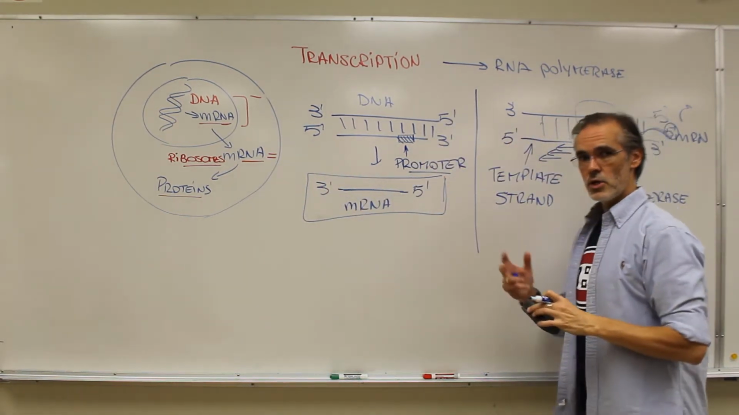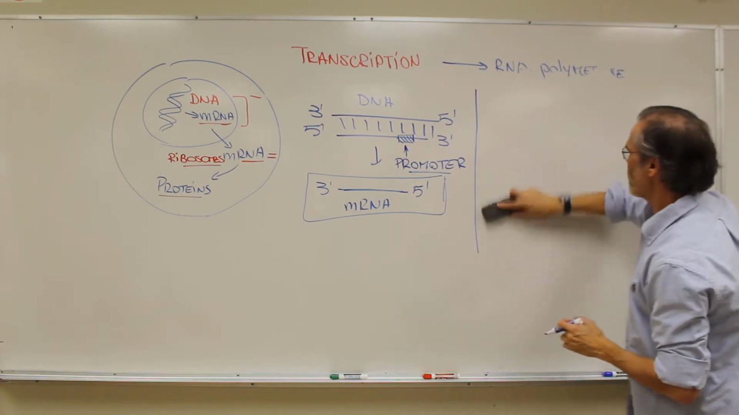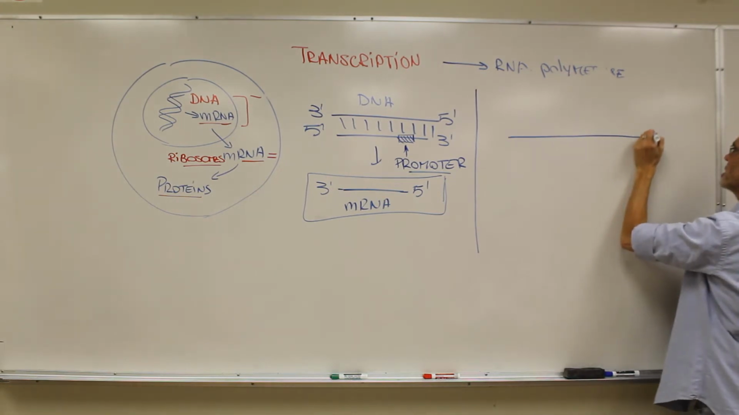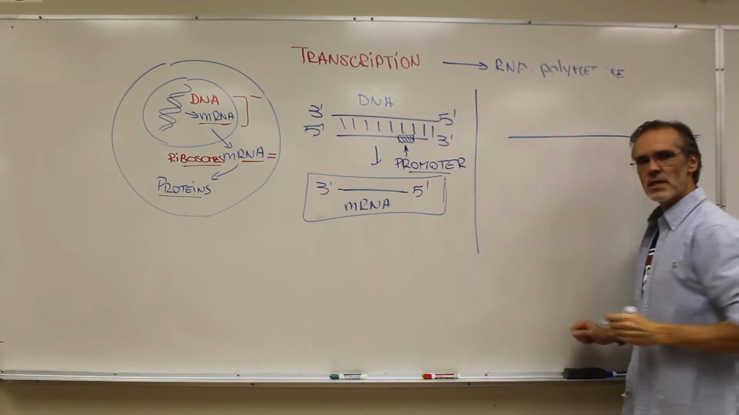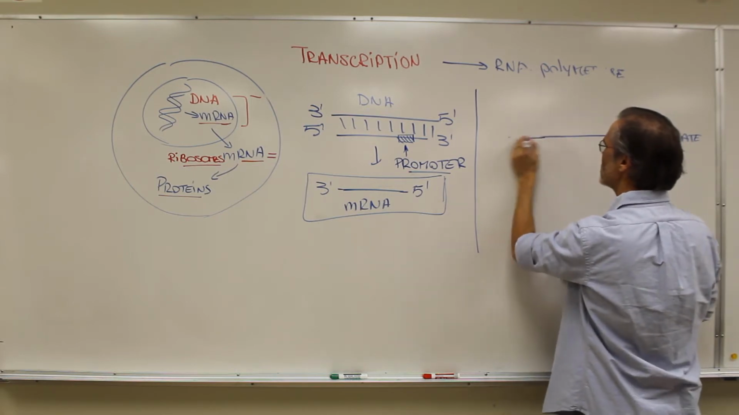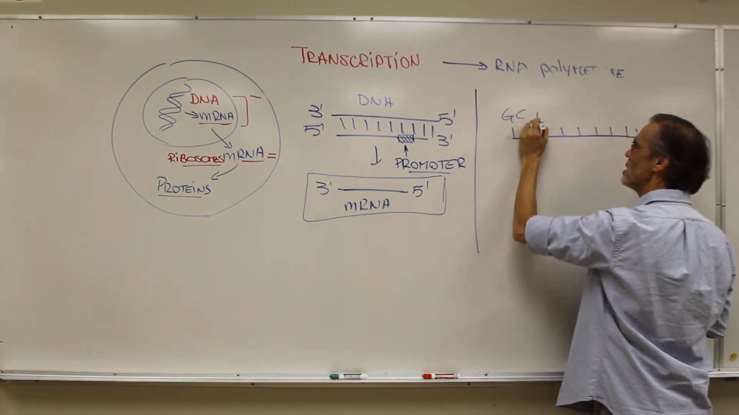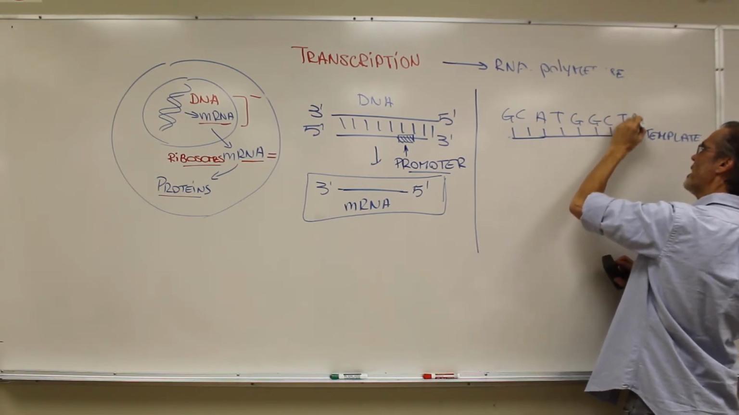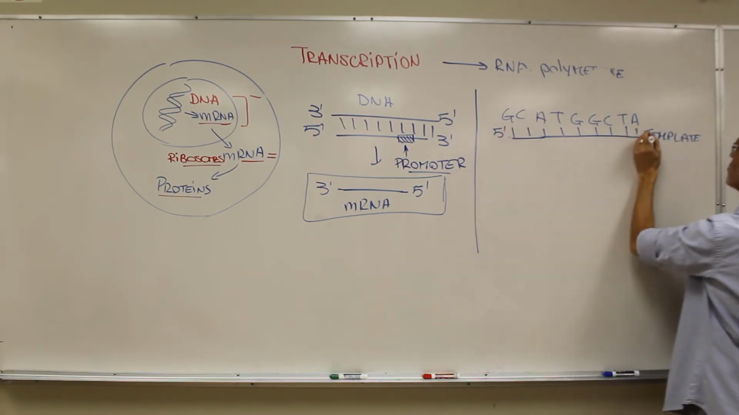Now, one thing that you need to understand is this. When we look at those strands, let's say I have my template strand, and let's say the sequence of my template strand is this: G, C, A, T, G, G, C, T, A. That's my template strand, and it is 5' to 3'.